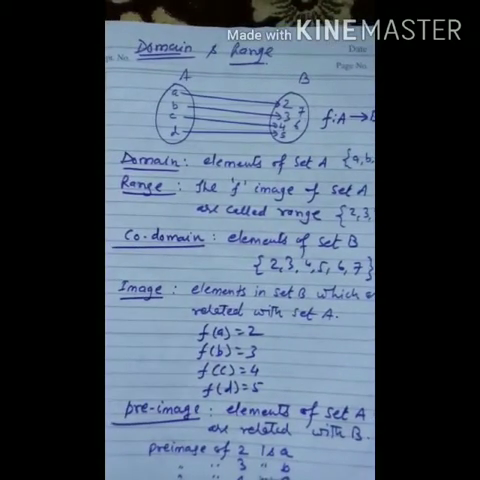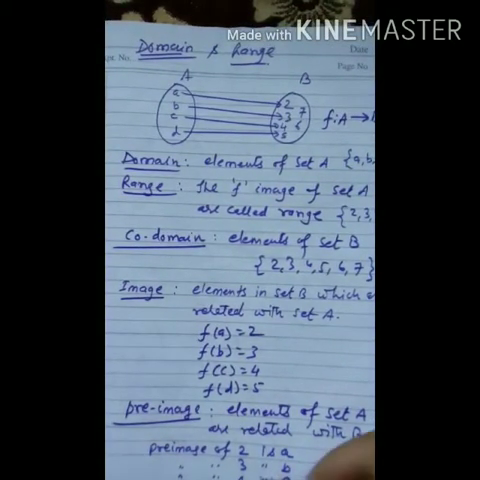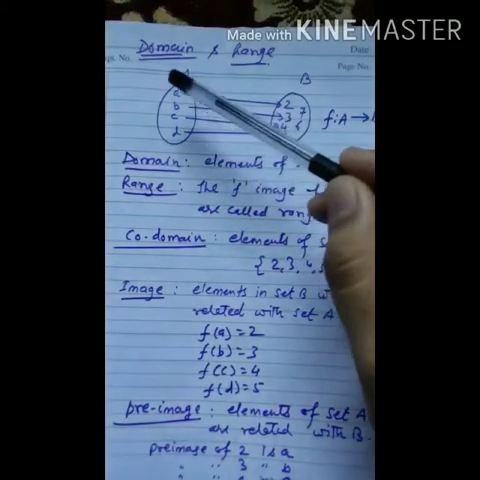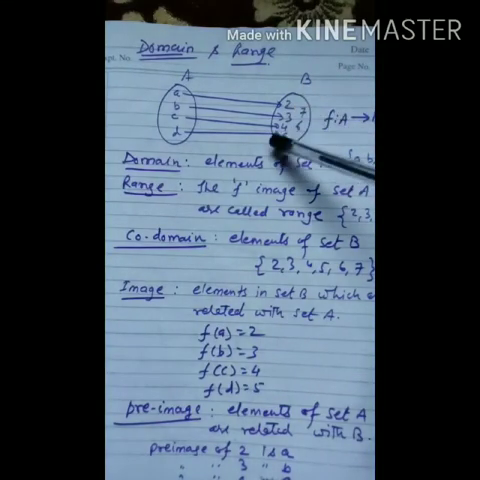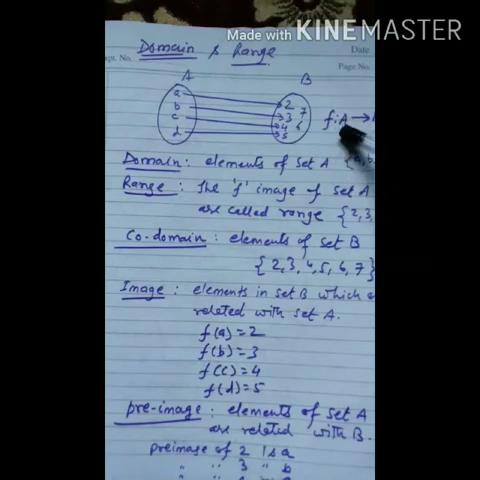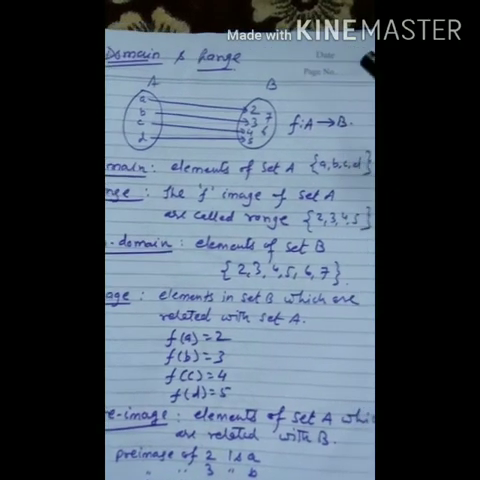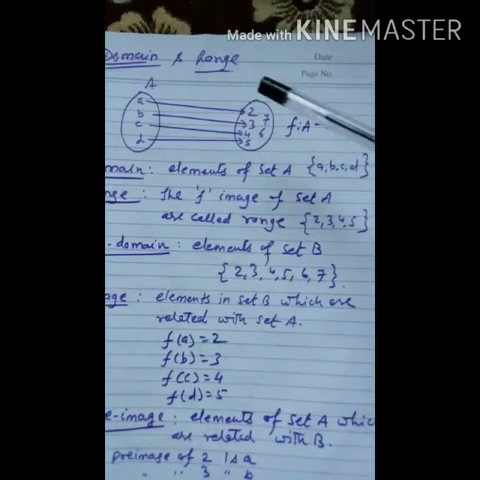After this, domain and range. What is domain? Let us suppose this is set A having elements A, B, C, D. This is set B having elements 2, 3, 4, 5, 6, 7. And the function is a mapping from set A to set B.